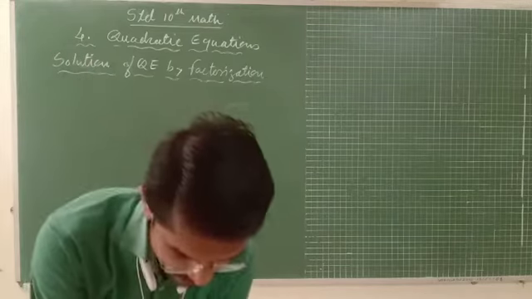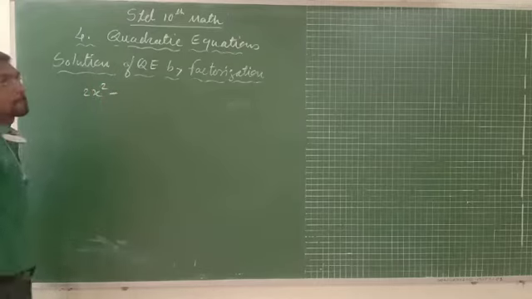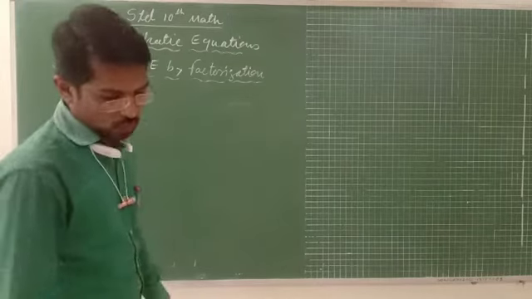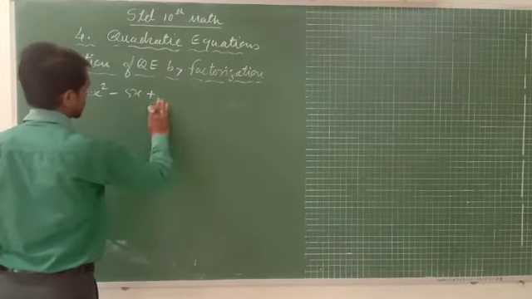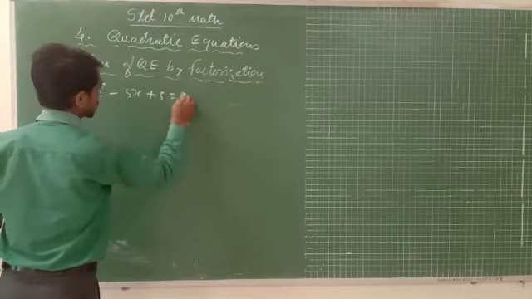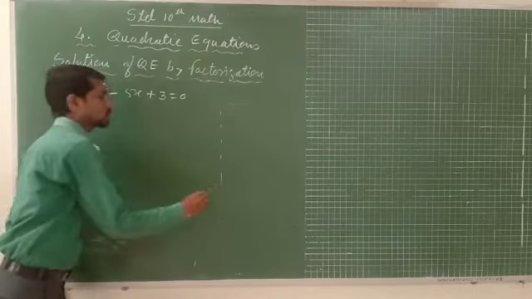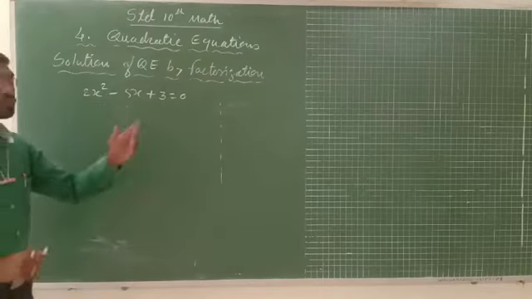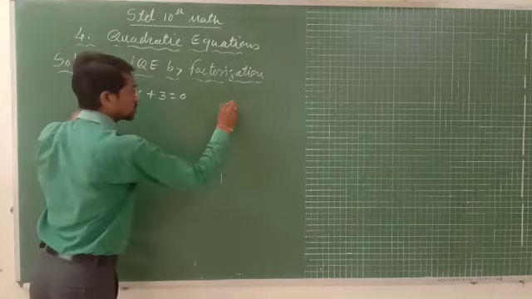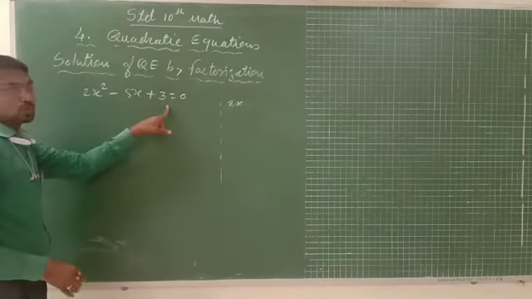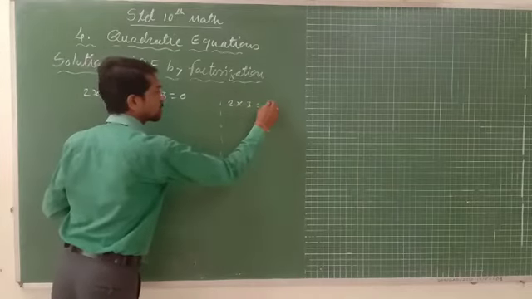Next example I am taking, that is 2x square minus 5x plus 3 is equal to 0. Okay, again, this is a quadratic equation. Now what to do first? Coefficient of x square, the first term, that is 2, multiplied by the constant. What is the constant? 3. How much is it? 6.